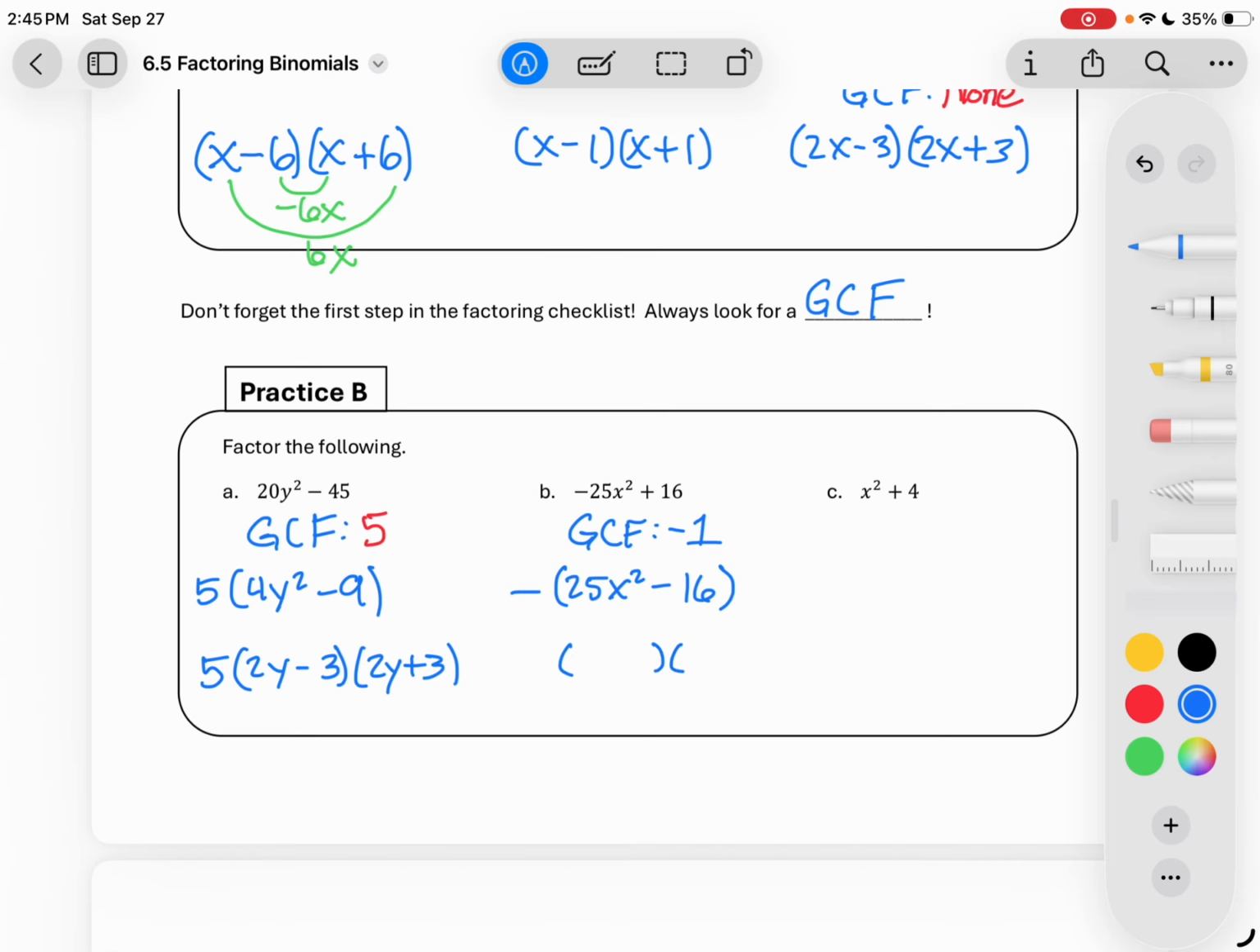So 5x and 5x will multiply to 25x squared, and then 4 and 4 will multiply to 16. 1 needs to be minus, 1 needs to be plus in order to multiply to negative 16 and in order to get a 0 middle term. And then don't forget the negative that we pulled out originally with the greatest common factor. If we look at letter C, there is no greatest common factor.